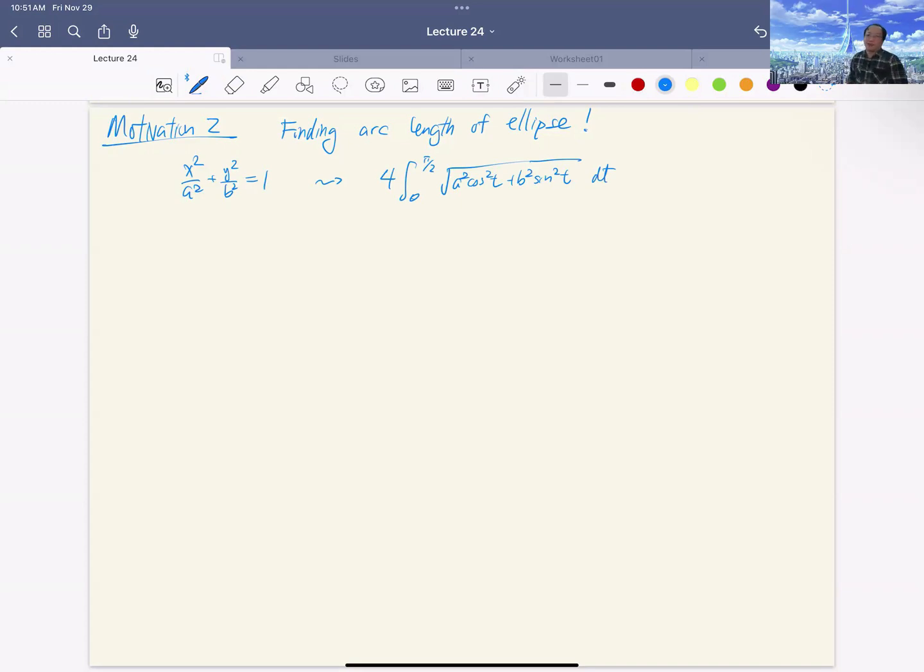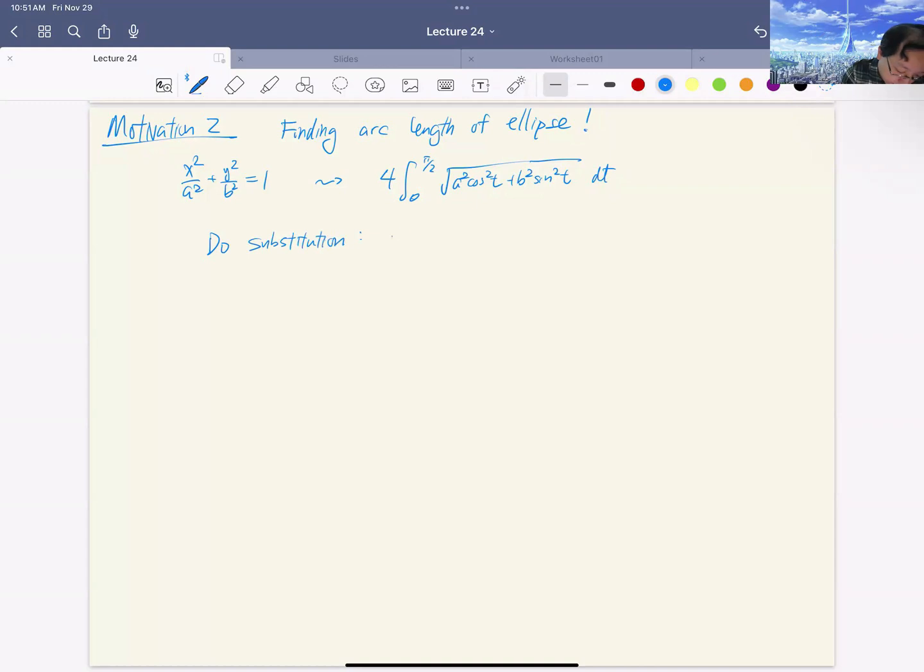Everyone should have at least one experience at some point to set up this integral, not evaluating, just set up this integral, right? And of course, if a equals b, this is just the perimeter of a circle, and you can make it 2 pi r, right? But in general, this is how you set up the equation. And to solve this integral, you do substitution, right?